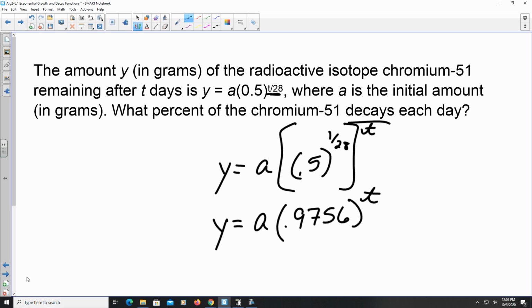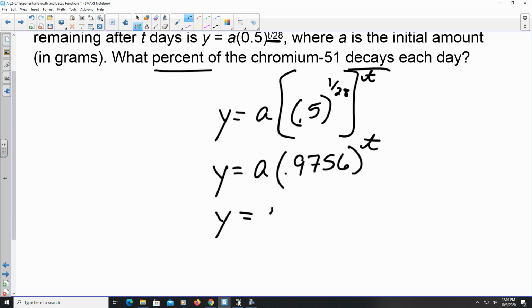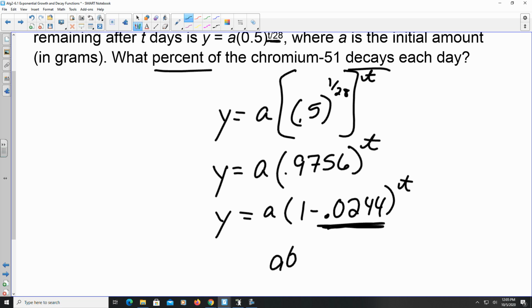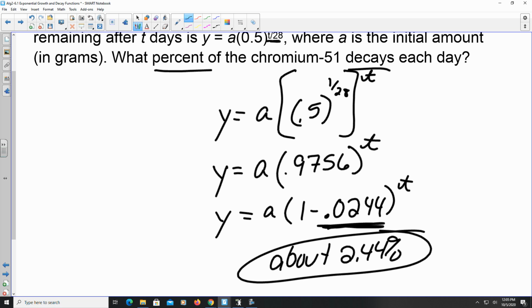So why is that useful? Well, they asked what percent does it decay? So using the formula, I could say that y equals A times 1 minus, so 1 minus what's going to give us 0.9756? Well, it'll be about 0.0244, and that'll get raised to the t power. So right here is our value of r. So our percentage will be about 2.44% decay.